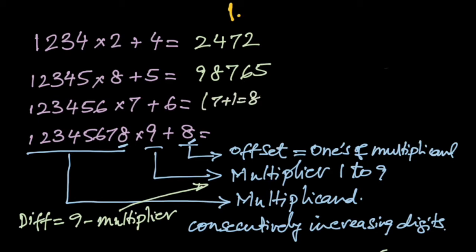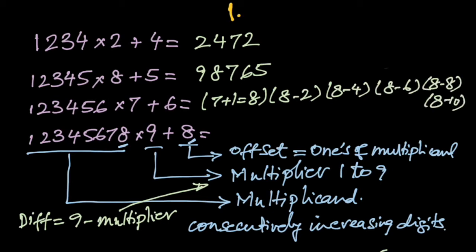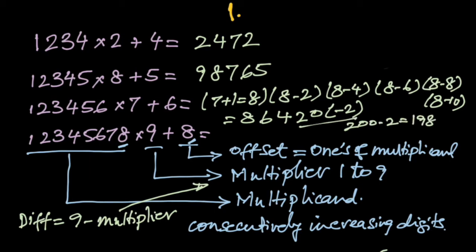Now 1, 2, 3, 4, 5, 6 times 7 plus 6. Here multiplier is 7 and diff is 9 minus 7 which is 2. So we start with 7 plus 1, 8 and at each step we are going to subtract 2. So 8, then 8 minus 2, 8 minus 4, 8 minus 6, 8 minus 8 and 8 minus 10. Here the offset is 6, so we subtracted 5 times. So here it is 86420 and finally minus 2. So 86420 minus 2 is same as 864200 minus 2 which is 864198.